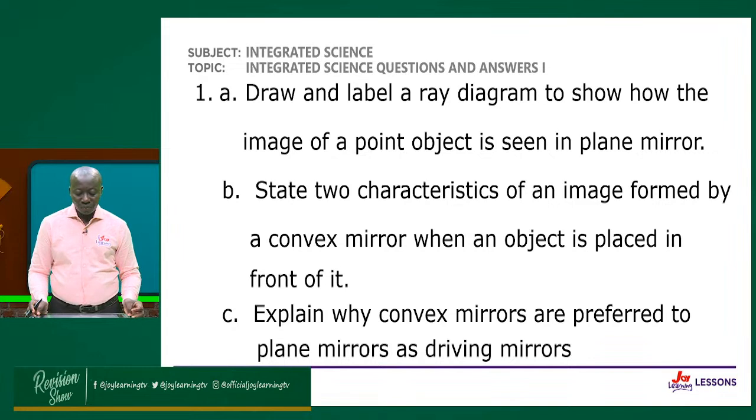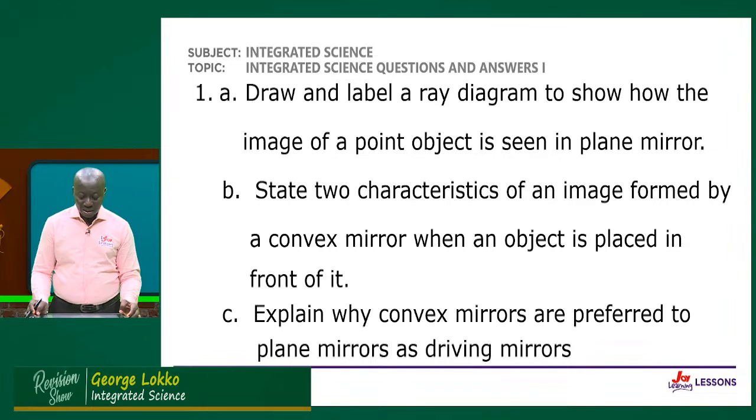Questions and answers. So on your screen, we have projected some questions and we shall be looking at the questions. The first question reads, draw and label a ray diagram to show how the image of a point object is seen in a plane mirror. And the second part of the question reads, state 2 characteristics of an image formed by a convex mirror when an object is placed in front of it. And the third part reads, explain why convex mirrors are preferred to plane mirrors as driving mirrors.